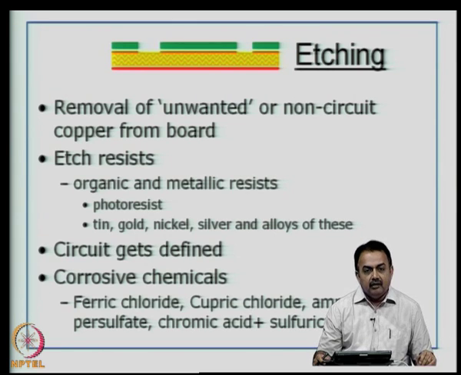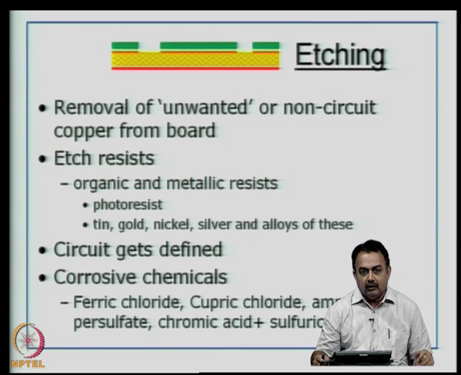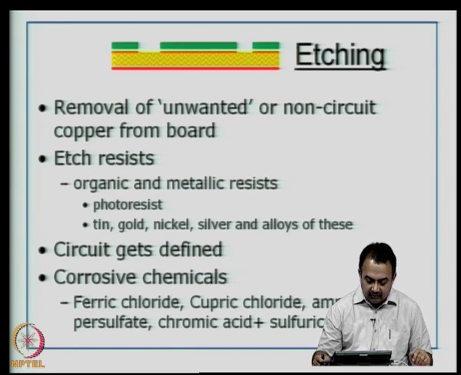In the case of metallic resist, typical examples can be tin, which is plated on copper. Then you can have gold. Gold is usually plated after an undercoat of nickel is plated. So, you can have nickel gold plating, which can act as an etch resist. Then you can have other alloys, typically based on silver and so on, but in general practice more than 90% of the etch resist in the classification of metallic resist is tin or nickel gold.